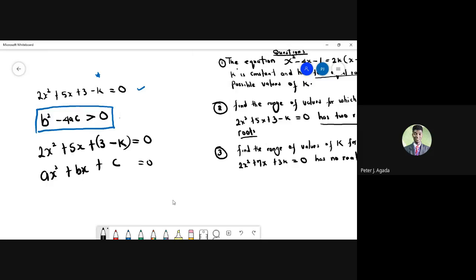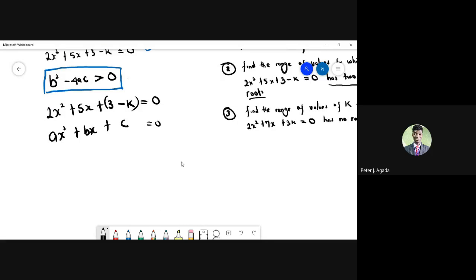Alright, luckily enough, this equation is much easier, as we can see. So we have our a, which is the coefficient of x squared, which is 2. I can have my b, which is 5. And I can also have c, which equals 3 minus k. So let's substitute that into my condition for quadratic equations and see how well we can solve that. Let's determine the possible value of k in our equation.